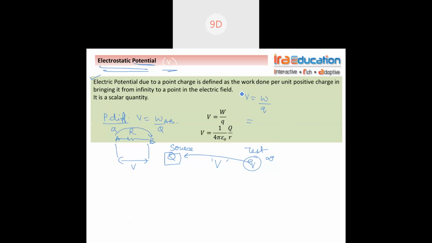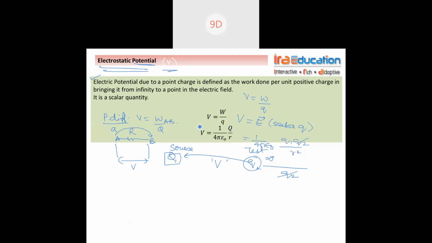In the place of work done, W equals V equals W by Q, I can write it just like electrostatic force, but the only thing is this is a scalar quantity. So 1 by 4 pi epsilon naught Q1 Q2 by R square, divided by Q2, where this is Q2 and this is Q1. Q2 and Q2 will cancel. 1 by 4 pi epsilon naught Q1 by R square will become the formula.